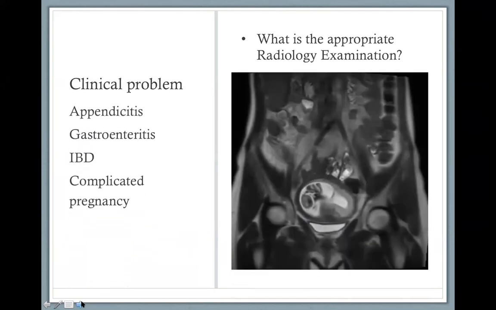Now, sometimes we think the patient has appendicitis, but we cannot do CT. A good example is if the woman is pregnant. This is a lady who is pregnant. This is the uterus, and you can see part of the baby inside. Now, in those patients, what would be a good way to investigate them? What imaging modality do you think? Well, this is MRI, but you can always start with ultrasound, right?